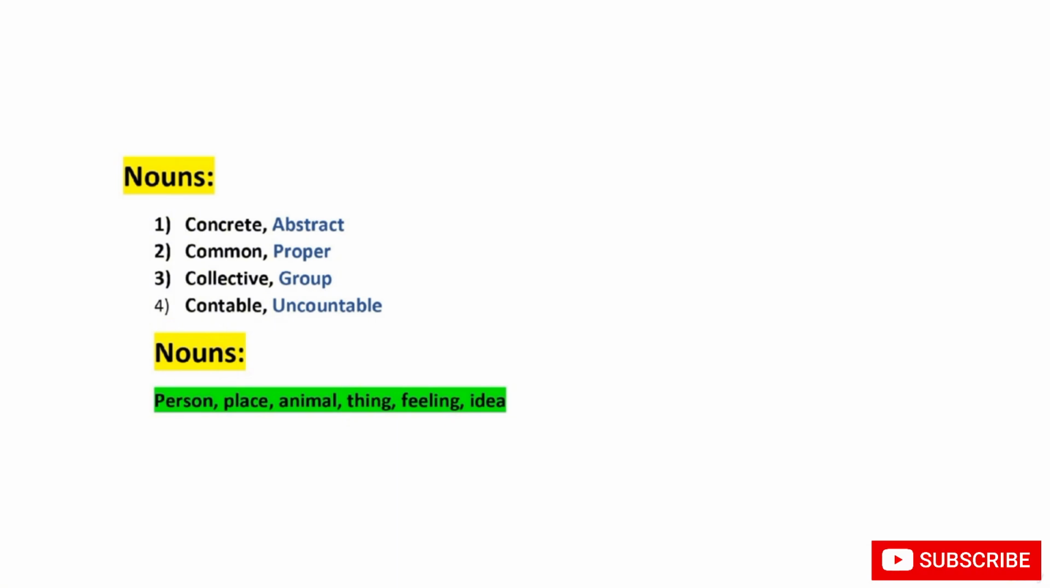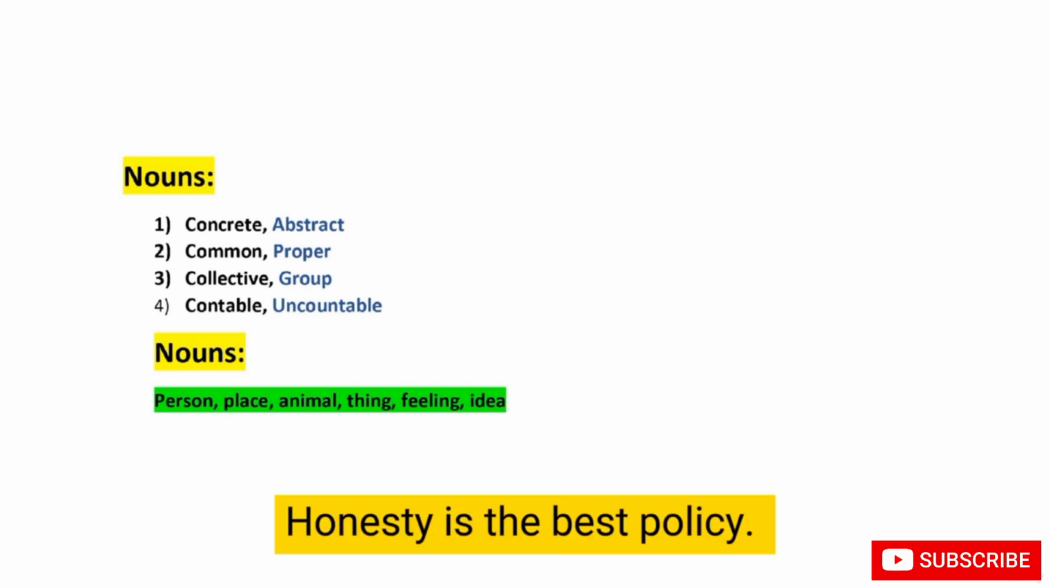So what are abstract nouns then? Abstract nouns are nouns that don't have a physical existence. That means we cannot touch them or see them, and these are ideas and feelings. Now in this sentence, honesty is the best policy. It's a very popular proverb in English. Have you heard of that?